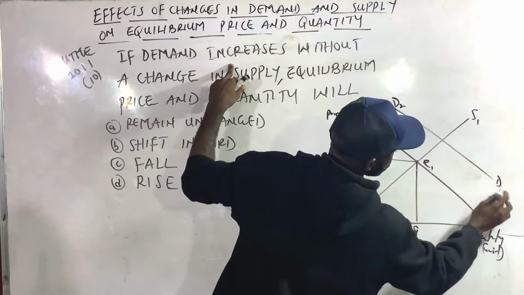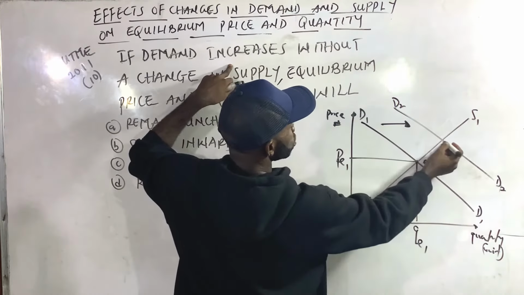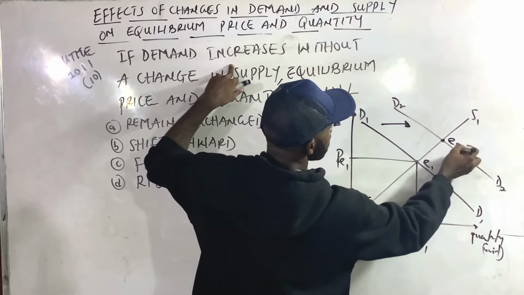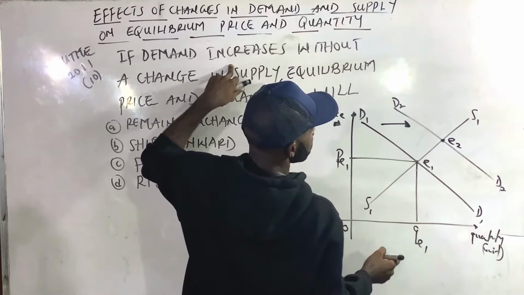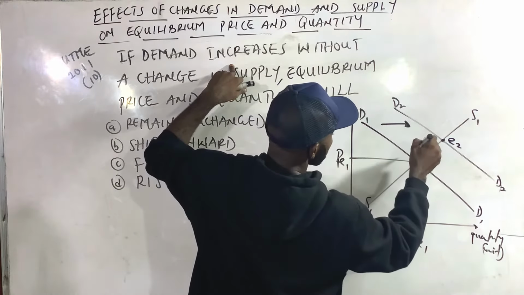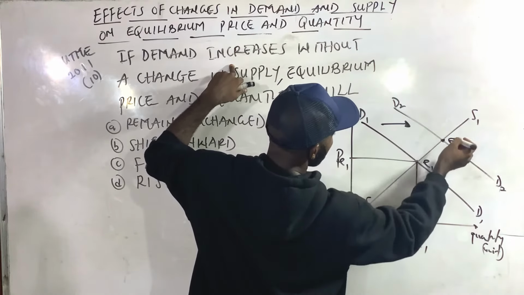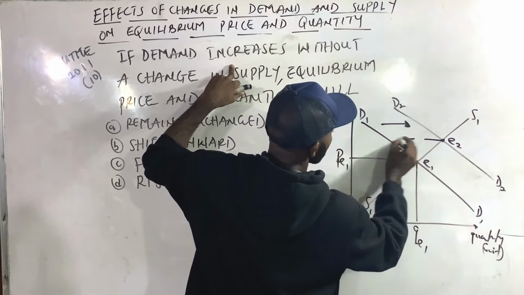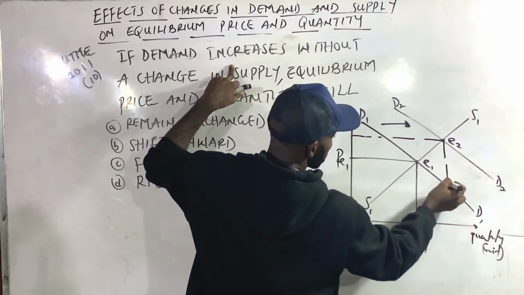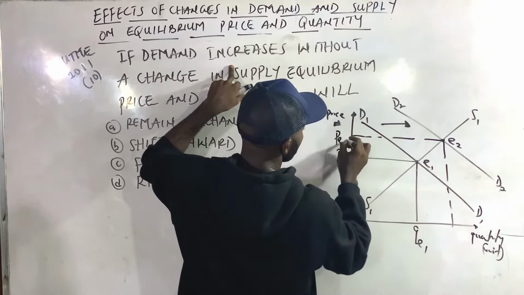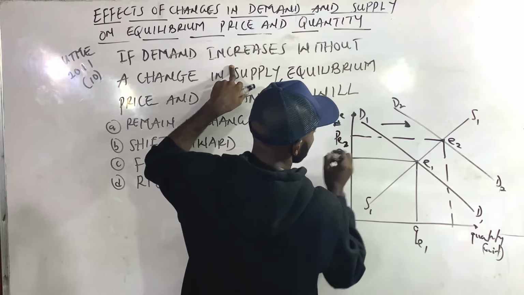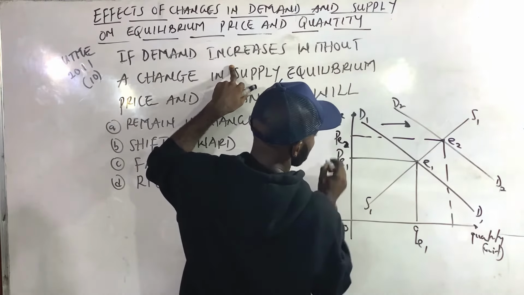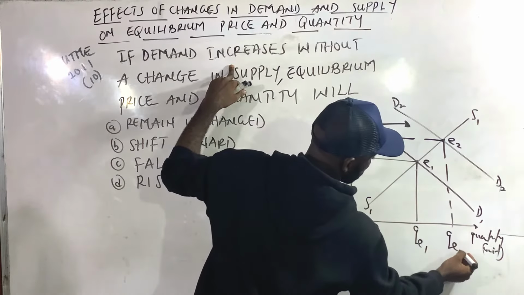That's D2. From D2, we establish a new equilibrium point, which is from the old supply curve and the new demand curve. We trace it to the price axis and trace it to the quantity axis. We have the new equilibrium price and then the new equilibrium quantity.